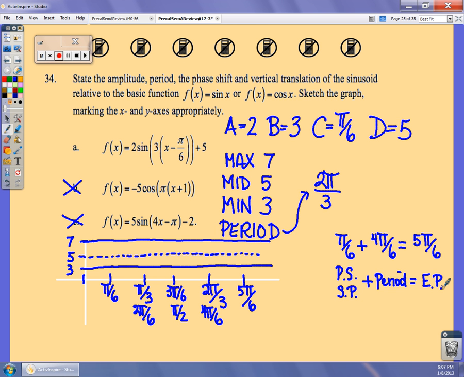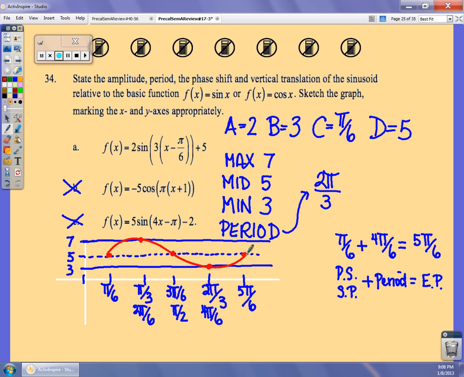Now, notice this is a sine function, and we know that the sine function always starts in the middle. So we're going to put our first point on the midline at pi over 6. Because it's positive, we know it's going to go up from there, go back to the middle, then it goes down, and back to the middle again, and then we can sketch it in.